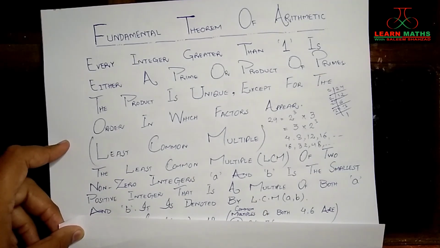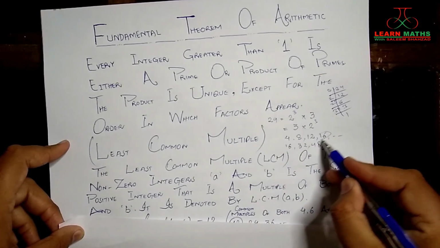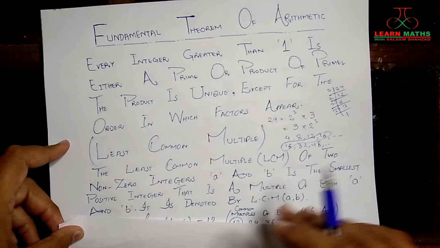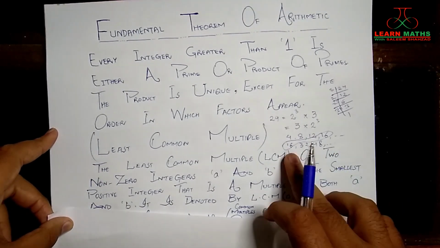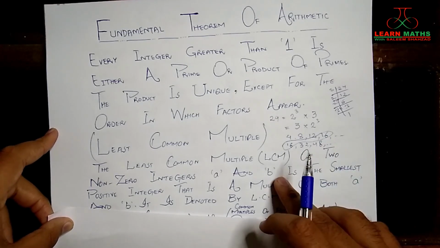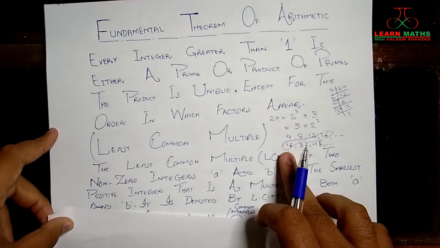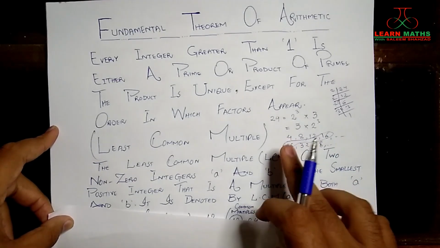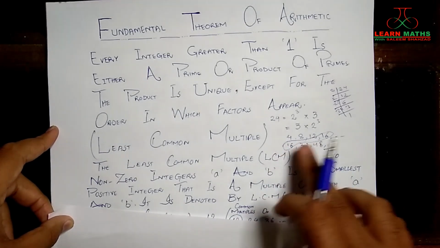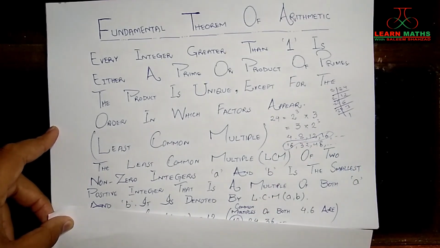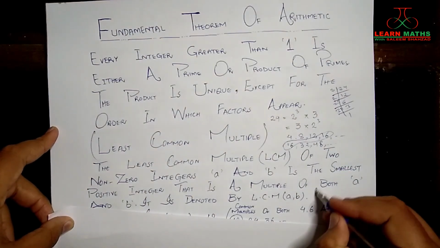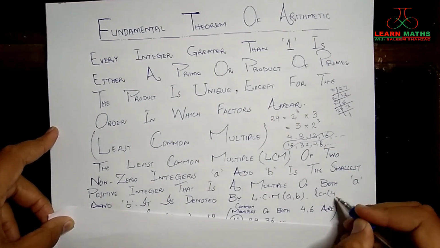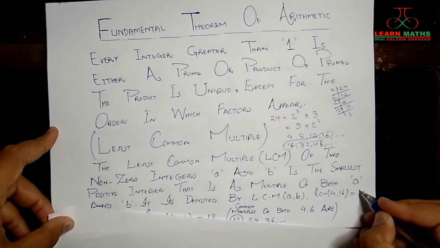Now take the common between these two. 16 is the first number that is common between these two. Okay, and it is the smallest positive integer that is divisible by both 4 and 16, or you can say it is the smallest positive integer which is a multiple of both 4 and 16. So the least common multiple of 4 and 16 is 16.